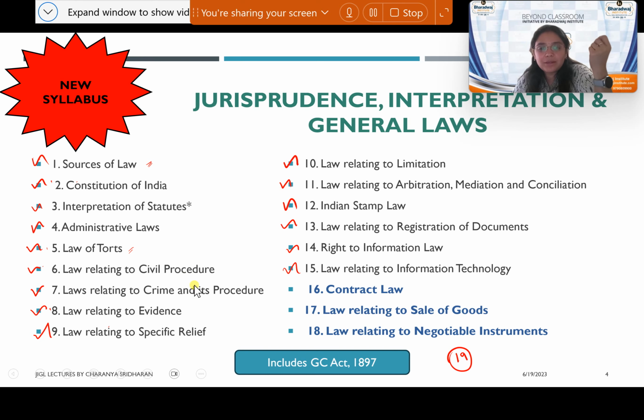So instead of it being altogether 18 different chapters, now at least we have 3 of them which are kind of familiar to many of us. The rest of it is all new. Alright. So this is our JIGL syllabus, everybody. And like I told you, this paper is going to be a 100-mark paper.